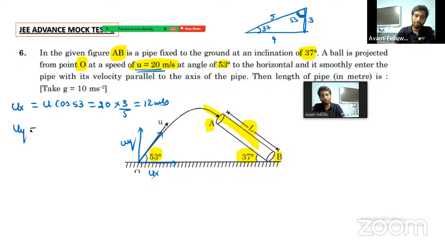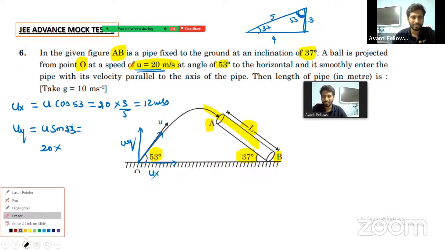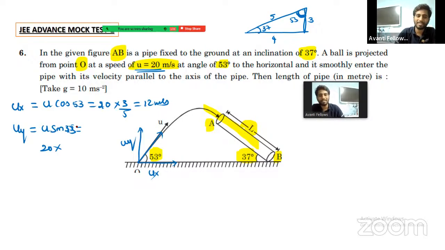In a similar way, the value of uy is u sin 53. Again 20 into the sine value, which is opposite by hypotenuse, hence it will become 4 by 5. Five ones are 5, fours are 16, that means 16 meter per second will be the uy value. Is it clear?